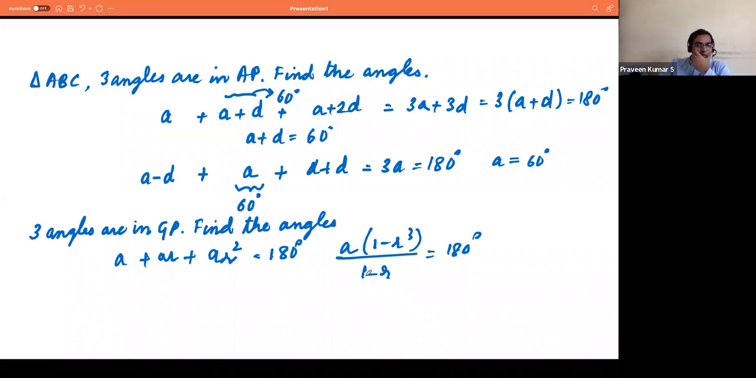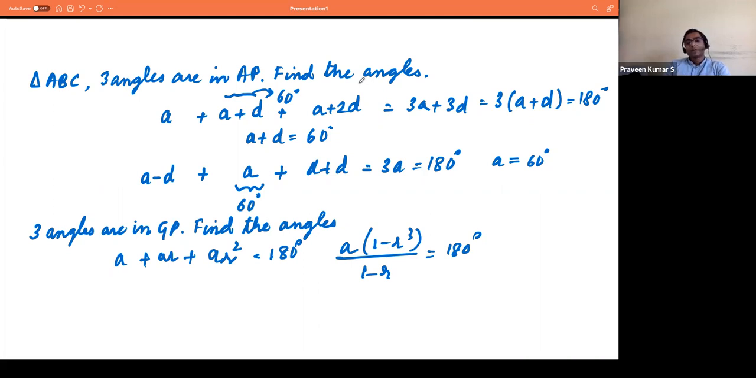Now you have two variables in this equation, but you require another equation to solve this. Same scenario as in the earlier case. But being able to write this equation first, A plus AR plus AR square is equal to 180 degrees, is an important starting point. Similarly, when they have given that it is an arithmetic progression, writing A, A plus D, A plus 2D, if you are able to mention those three terms, then that's the starting point. From there, you will be able to solve the problem, right?